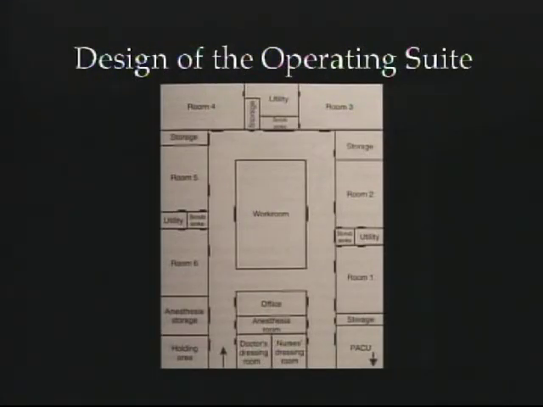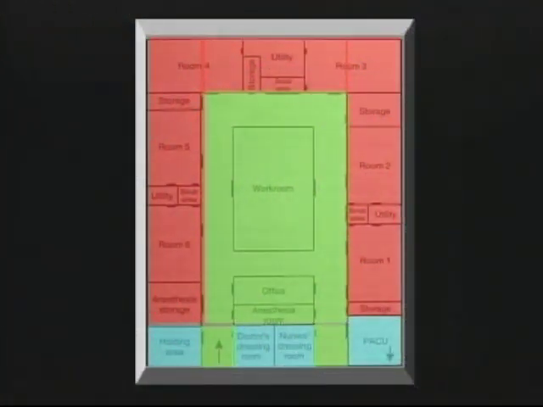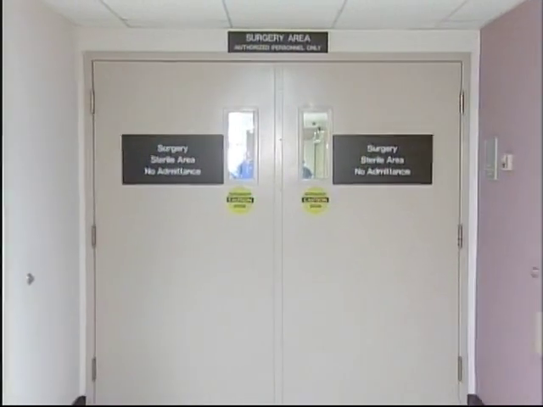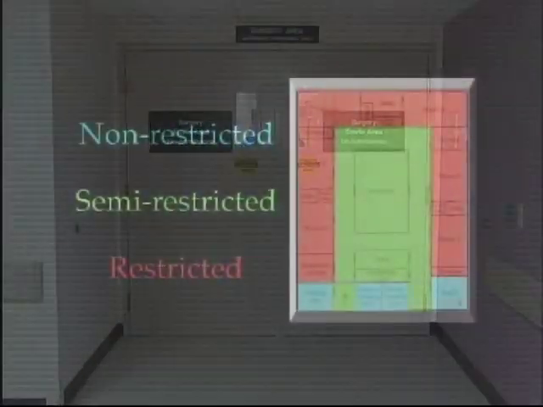Operating suites are designed to separate clean and dirty traffic patterns and provide each OR with the necessary supplies before, during, and after each case. The basic layout of the operating suite may vary according to the age of the facility and the physical design of the areas outside the operating suite. One common plan is the peripheral corridor or the racetrack plan. Only authorized individuals may enter the operating suite.